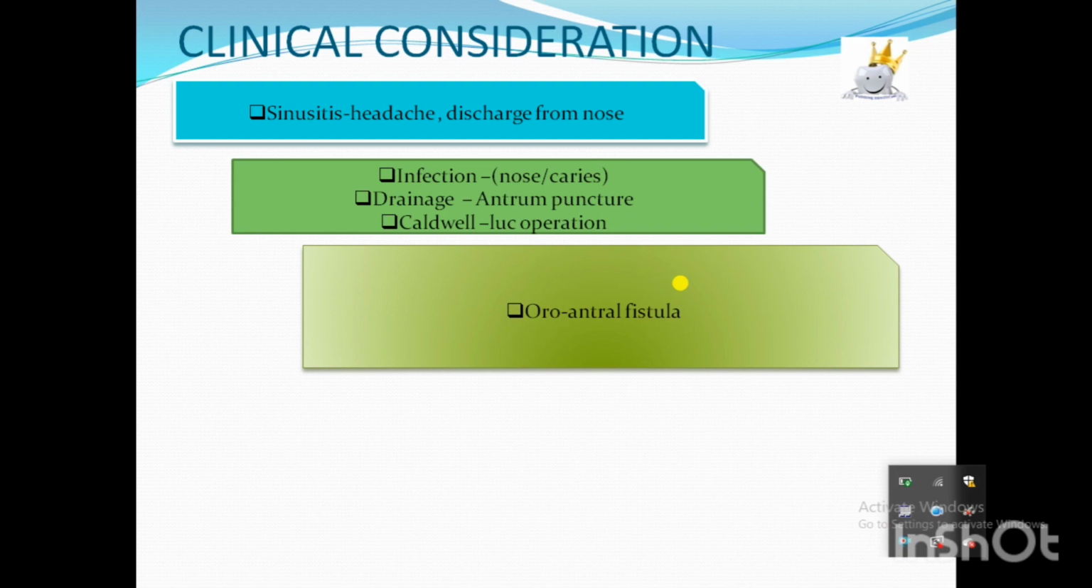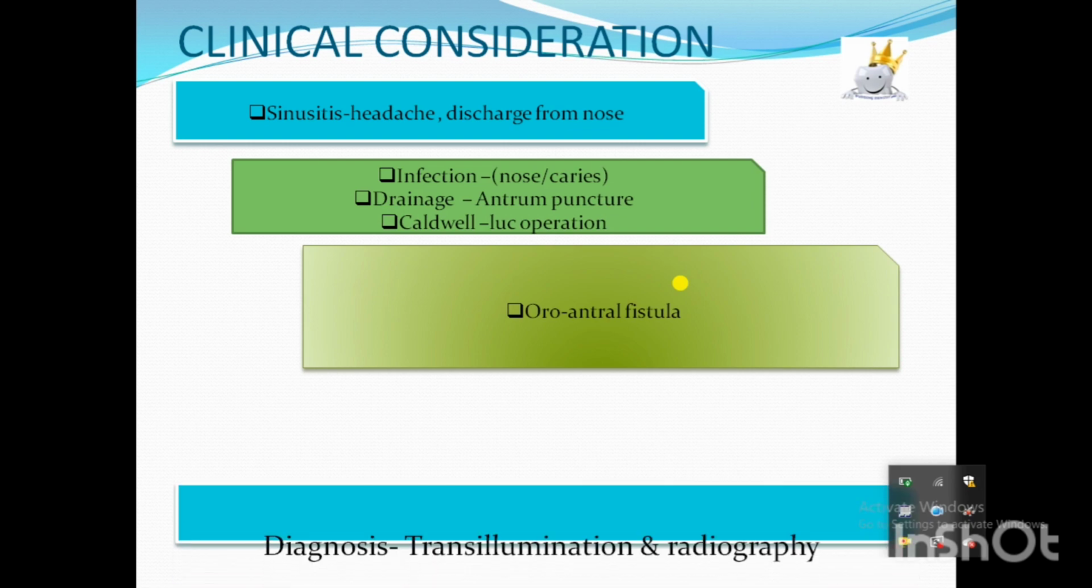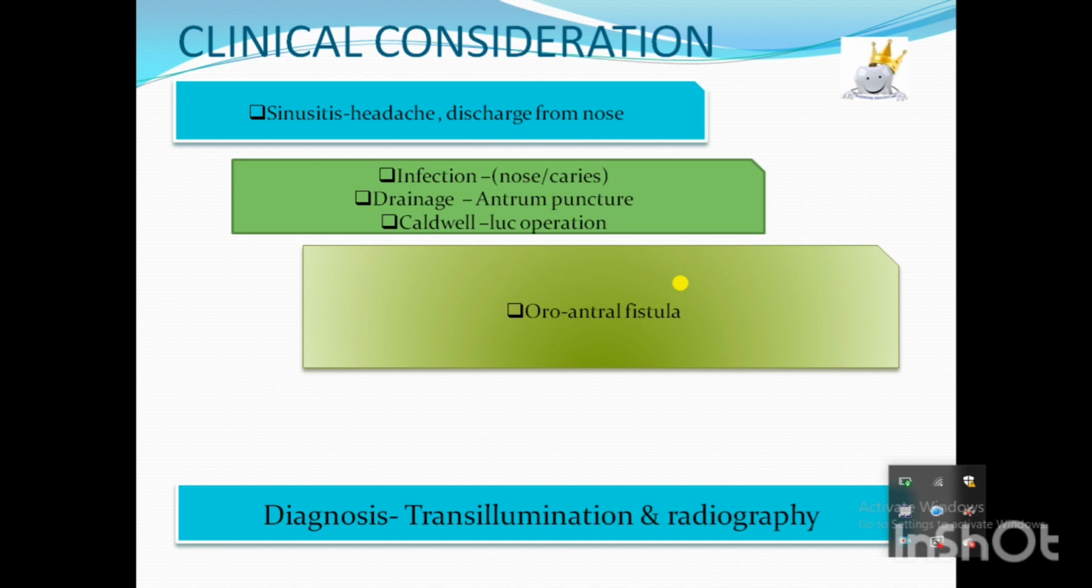And another condition is oroantral fistula. It occurs due to traumatic extraction of maxillary first and second molars. It is diagnosed by radiography and transillumination. Radiography in the sense IOPA and OPGs also helps in diagnosing oroantral fistula and sinusitis.